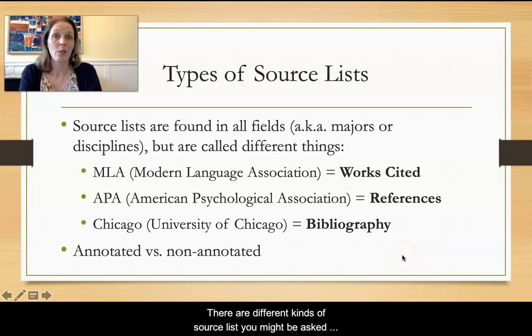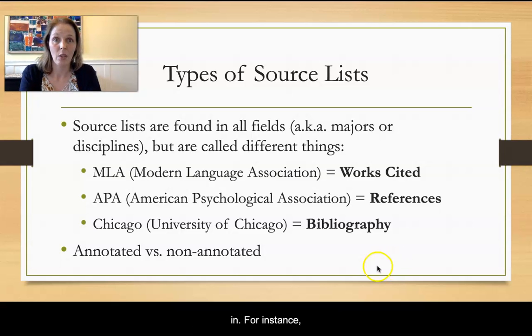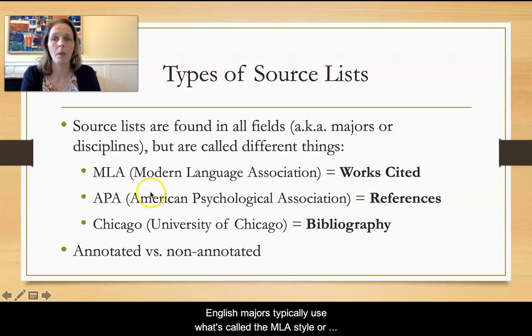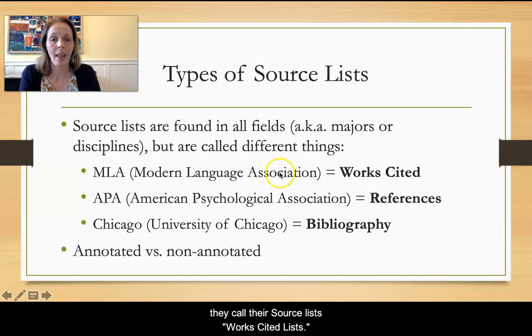So there are different kinds of source lists you might be asked to write depending on the field or the type of class that you're in. For instance, English majors typically use what's called the MLA style, or the Modern Language Association's style guide, and they call their source lists works cited lists. They don't call them bibliographies.